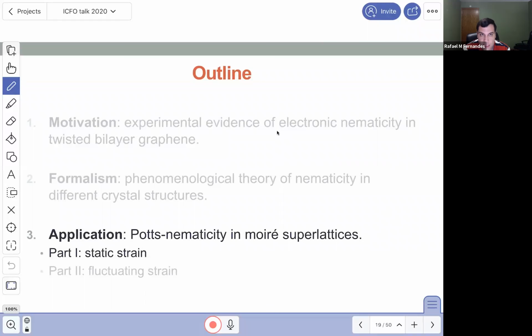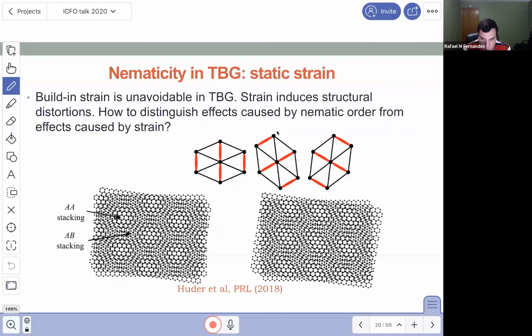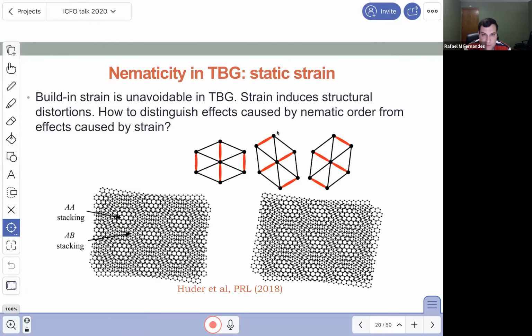Very good. So now that I introduced what nematic order is in general, I want to start applying it to the case of moiré superlattices. So one thing that you also probably heard in this school before is that you always have built-in strain inhomogeneities in twisted bilayer graphene. Now strain, right, will necessarily pull some of these bonds and may cause these patterns that are very similar to the ones that nematic order cause.